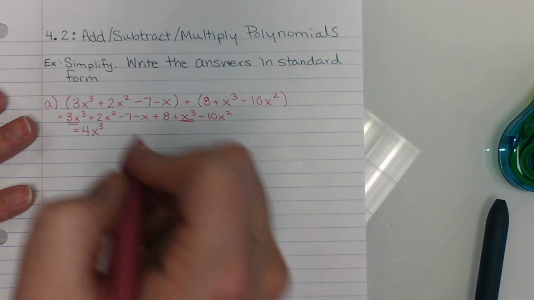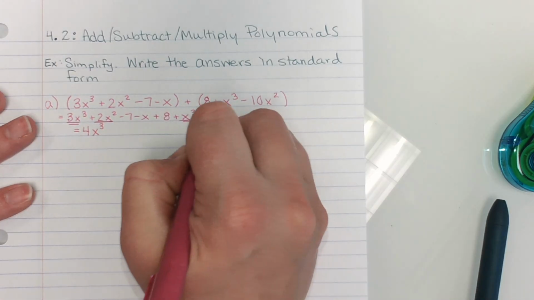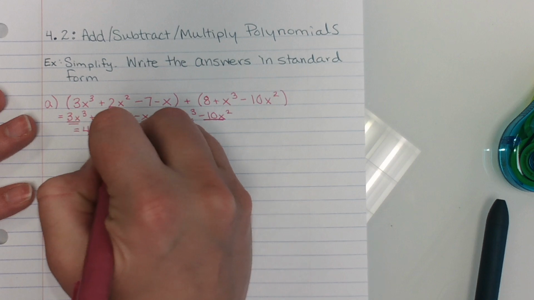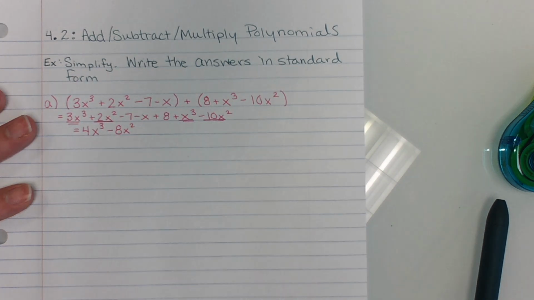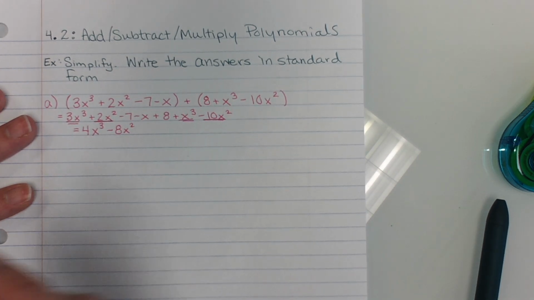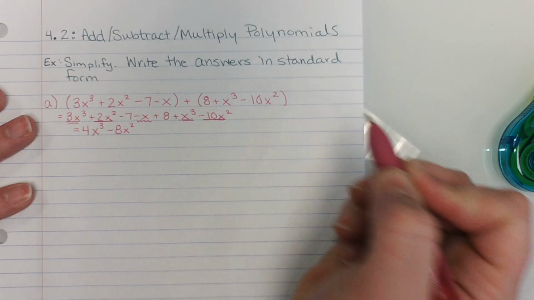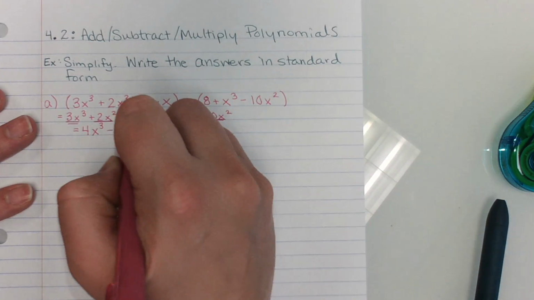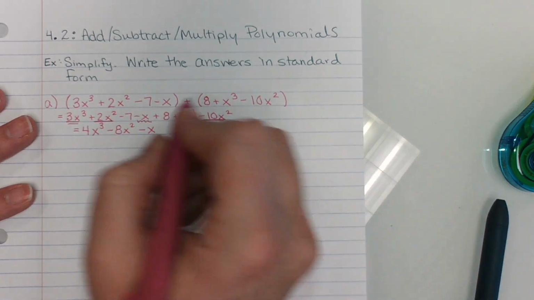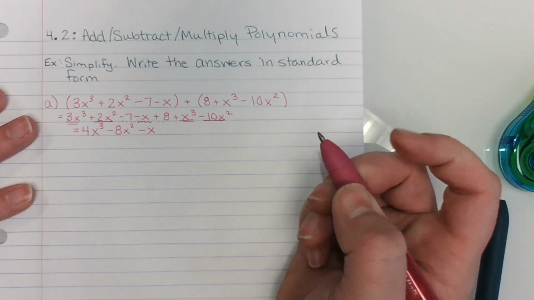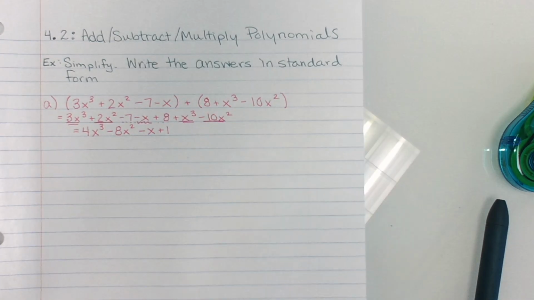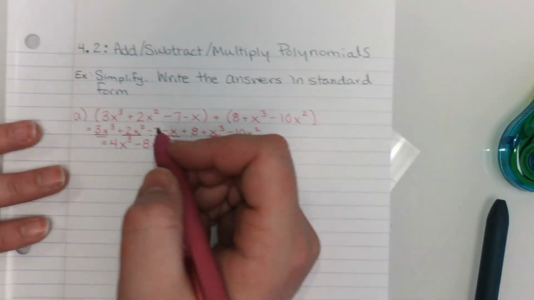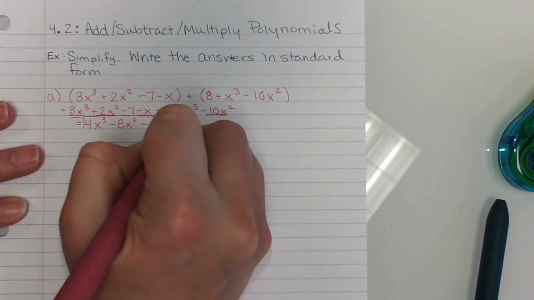Yes, it is. And then I've got 2x squared and negative 10x squared. Negative 8x squared. Then I've got this negative x with nothing to go with. Does that matter? No, just put it down. Negative x. And then I've got negative 7 and positive 8. Plus 1. Can I do anything else with it? No, it's simplified. You're done. Ta-da!